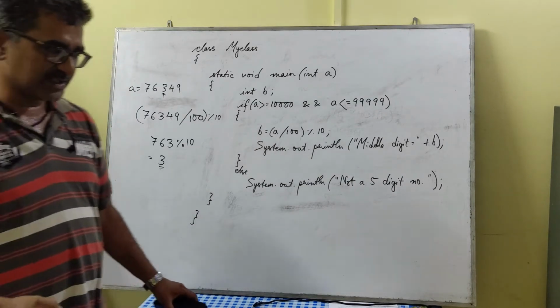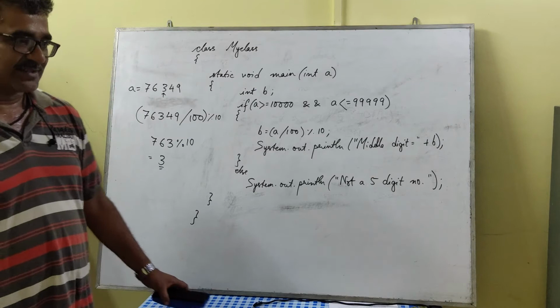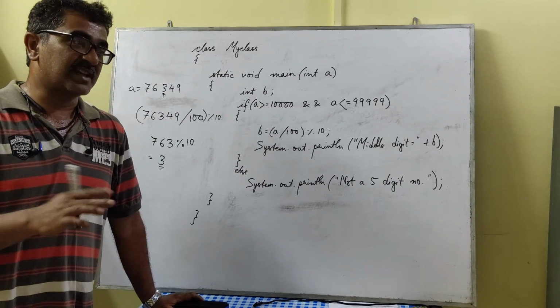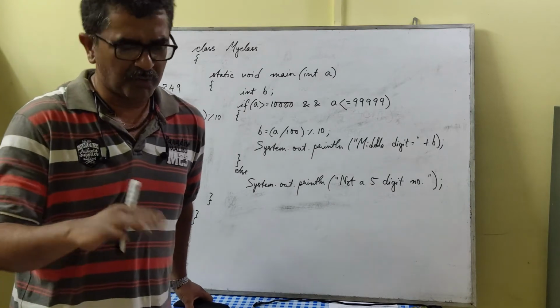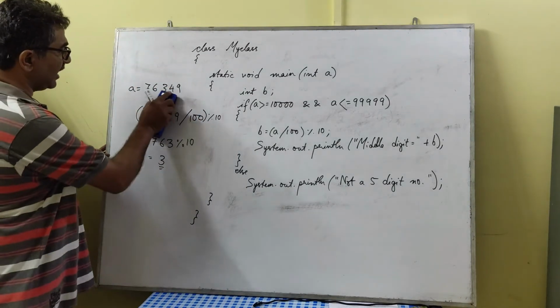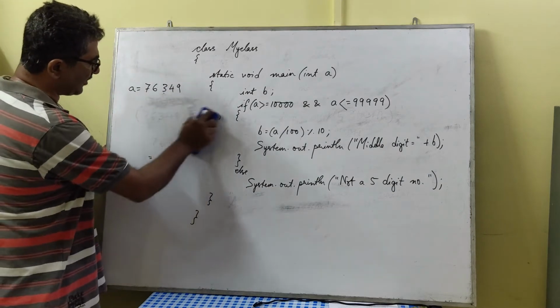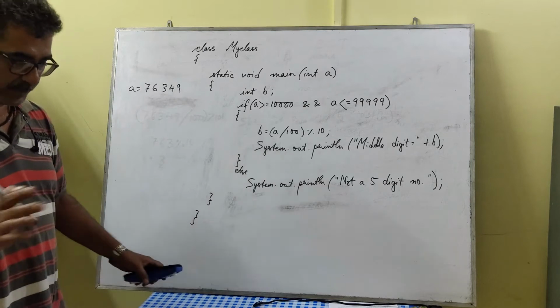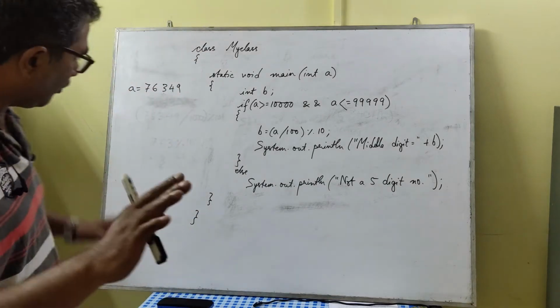Now this type of question is quite common. That is, if it is a 5-digit number, display the middle digit. If it is a 7-digit number, display the middle digit. Why only the middle digit? It may be the second digit. Say for example, we are supposed to check whether a number is a 5-digit number, and if it is a 5-digit number, we are supposed to print the second digit. So what is the trick?